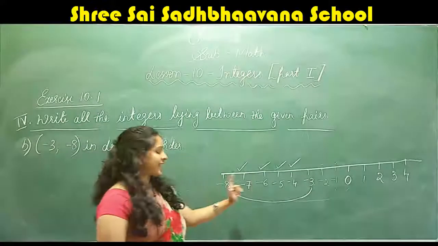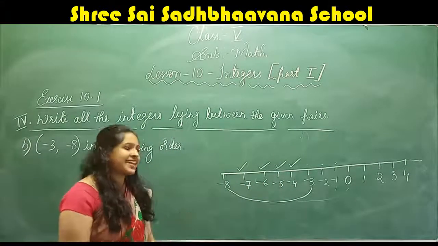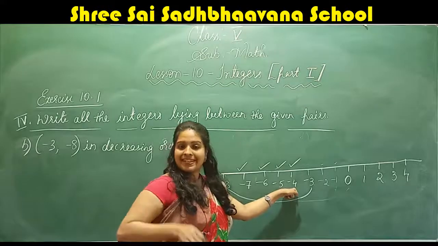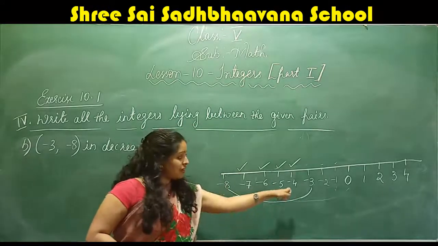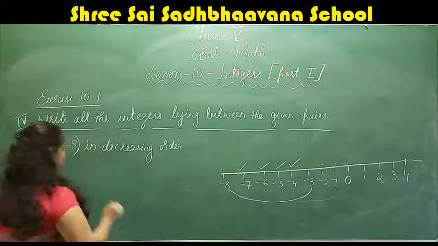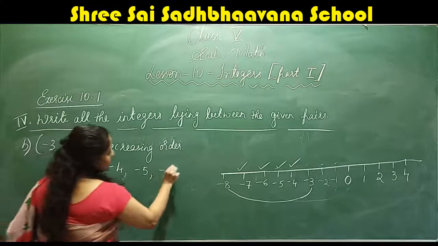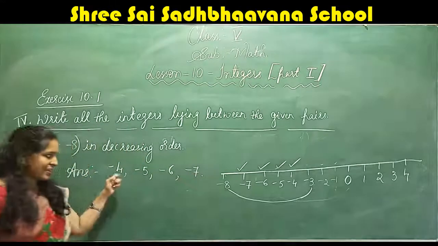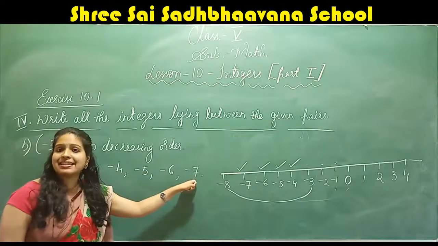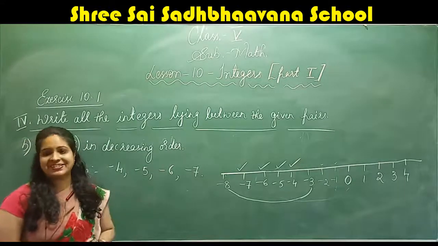So here we have to write the biggest one first. As I told, when we are moving to the left, the values are decreasing. Here minus 7 is smaller than minus 4, which means minus 4 is greater than minus 7. So we will write like this: minus 4, minus 5, minus 6, minus 7. So the answer is minus 4, minus 5, minus 6 and minus 7. Here you can see minus 4 is greater than minus 7, minus 5 is greater than minus 7, minus 6 is greater than minus 7. Understood now? I hope you have understood this.